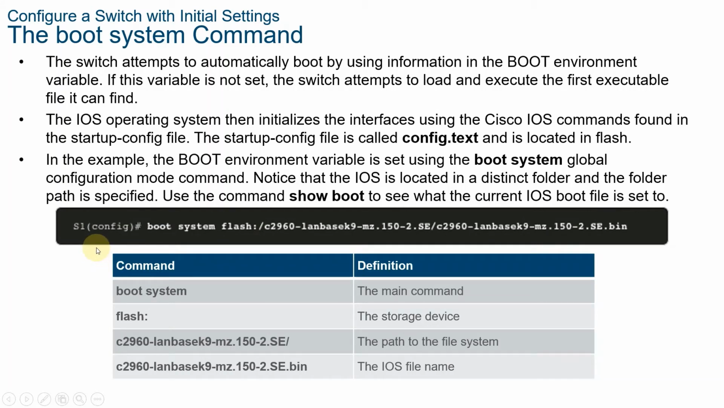Let's talk about the boot system command. The switch attempts to automatically boot by using information in the boot environment variable. If this variable is not set, the switch attempts to load and execute the first executable file it can find. On Catalyst 2960 series switches, the image file is normally contained in a directory that has the same name as the image file, excluding the .bin file extension.